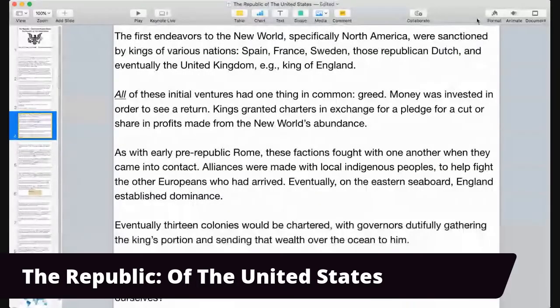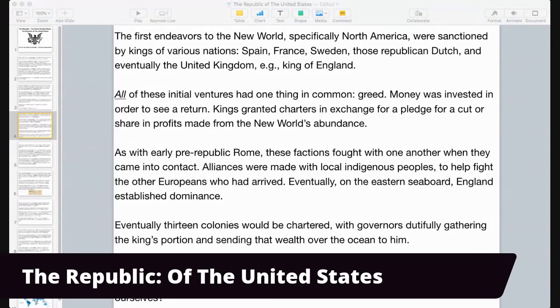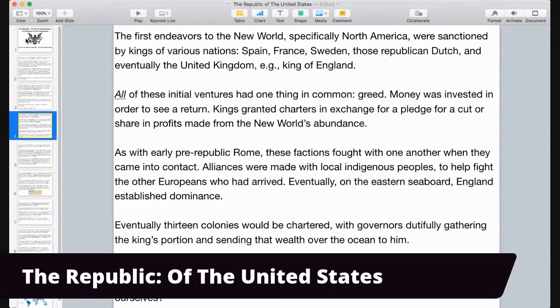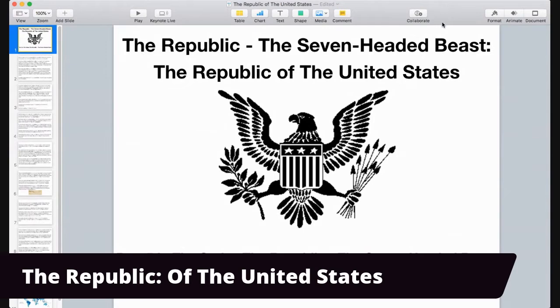The Republic of the United States. If I can find the right page. There we go. Okay.